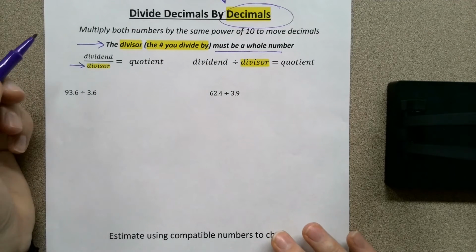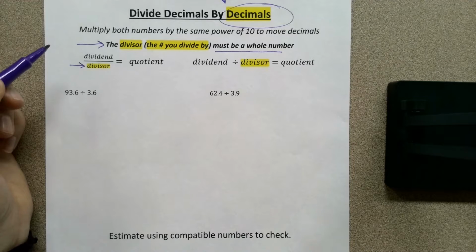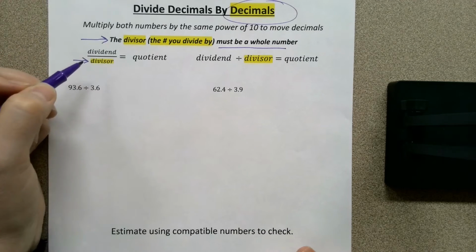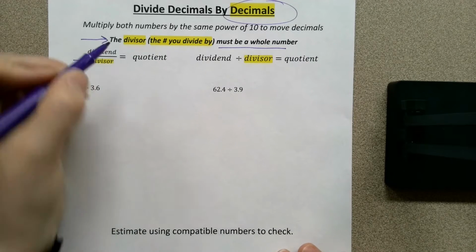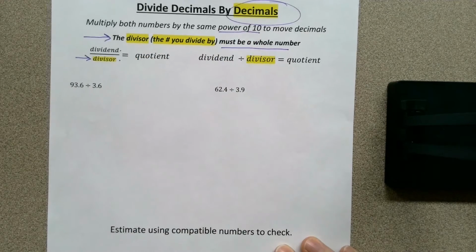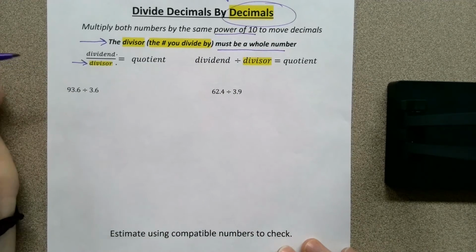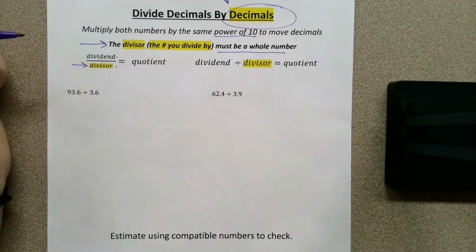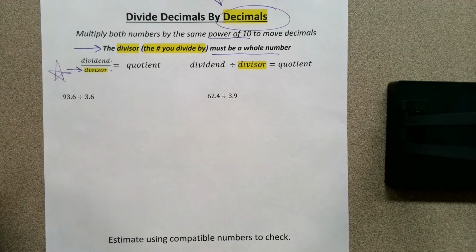So we're going to rewrite that number, meaning we're going to rewrite the entire fraction, similar to how we would rewrite a fraction, by multiplying both numbers by a power of 10 to move the decimal based on the divisor. So when we're dividing with decimals, and we're dividing by another decimal number, if that divisor has a decimal, we have to move that decimal based on that number. So the divisor is in control.